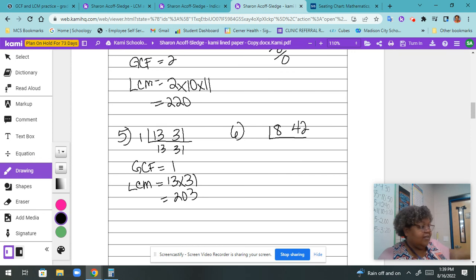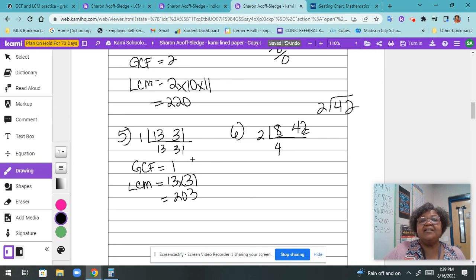What goes into 8 and 42? You don't have to think of the biggest number. They're both even, so what goes into that ends in 8 and that ends in 2? 2. 2 goes into 8 4 times. And let's say I don't know how many times it goes into 42. So I'm going to divide over here to the side. When you get lost, just remember, divide to the side.